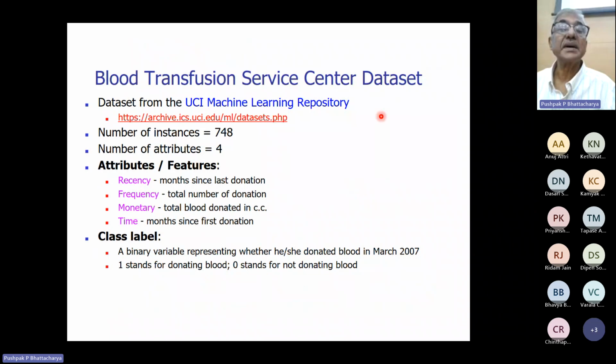So this is an example where there is data from the UCI machine learning repository. The number of instances is 748. This is not your assignment, it's just for illustration. The number of attributes is 4. And there is a decision to be made whether a person with these 4 attributes donated blood in March 2007 or not. It's a binary decision. The attributes are recency, frequency, monetary attribute, and time.